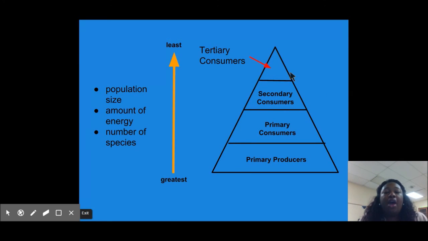All right, so right here you have this pyramid. You have your primary producers, your primary consumers, then your secondary consumers, and then your tertiary consumers. So the greatest number of species, the amount of energy and population size is at our primary producers, and then it decreases as it goes up the pyramid. Make sure you fill these in your guided notes in your triangle and your pyramid. You may see these again next week, the next week I see you.